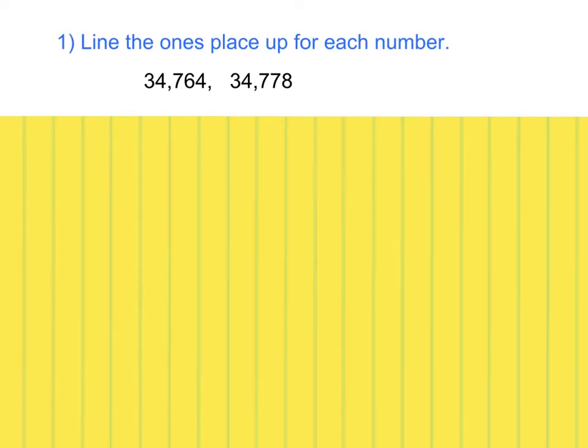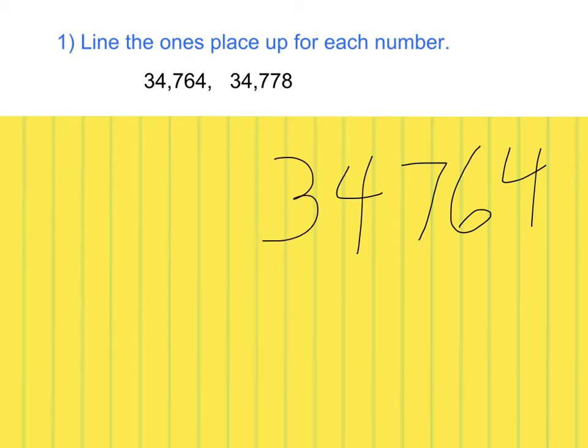So we're going to compare the following numbers: 34,764 and 34,778. One of the things I like to do when I order numbers is turn my paper sideways and use the lines to help me line up the digits. So I'm going to write the 34,764 and the 34,778, lining up each digit.